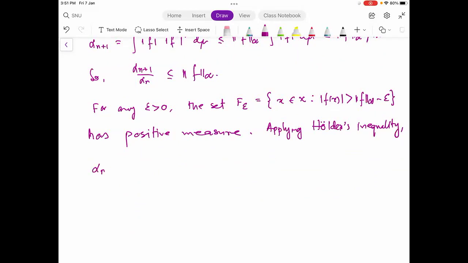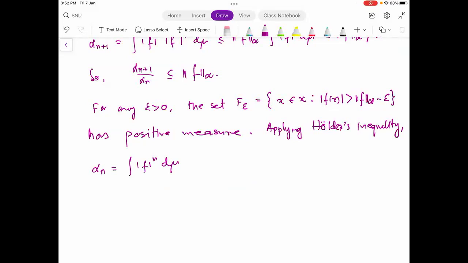I look at alpha n, which is integral mod f to the power n d mu. Now I do a little trick here. I'm trying to apply Holder's inequality. Remember Holder's inequality: integral f g d mu is less than or equal to integral f to the power p d mu whole to the power 1 by p, and integral g to the power q d mu whole to the power 1 by q, where p and q are conjugate exponents, that is 1 by p plus 1 by q is equal to 1.